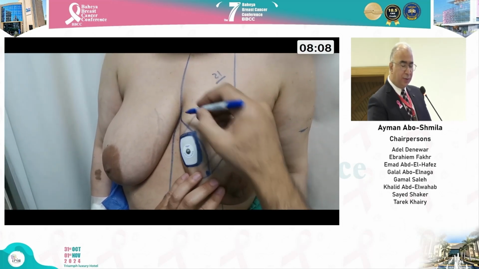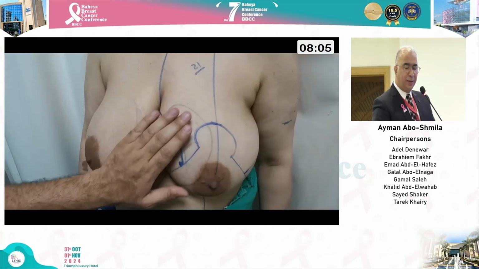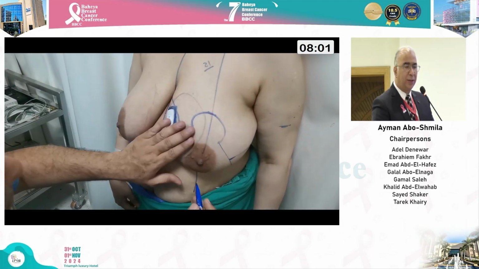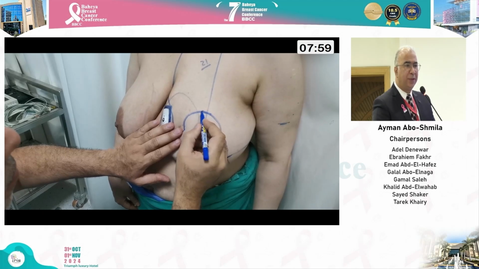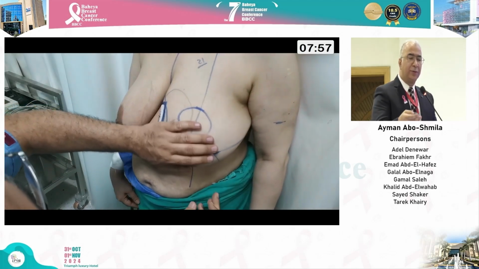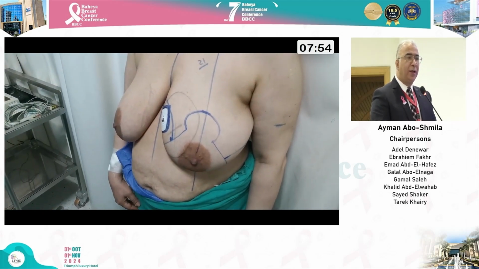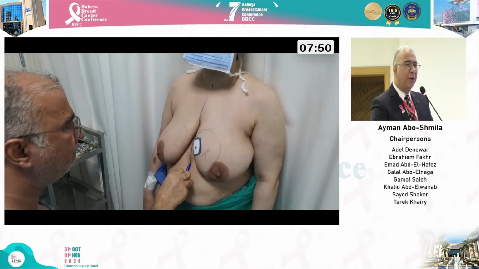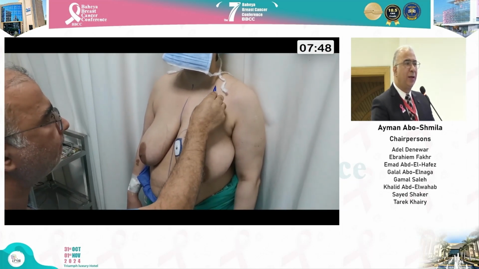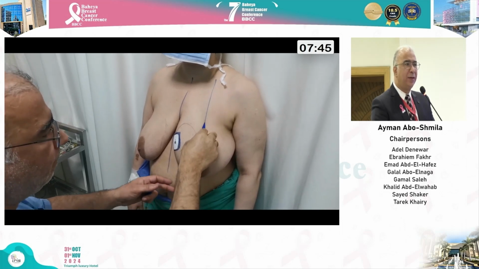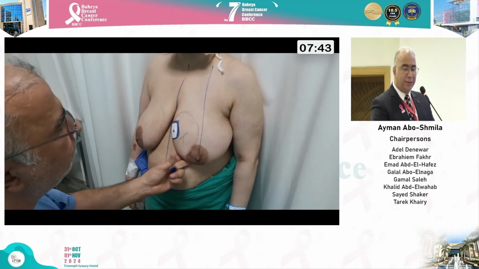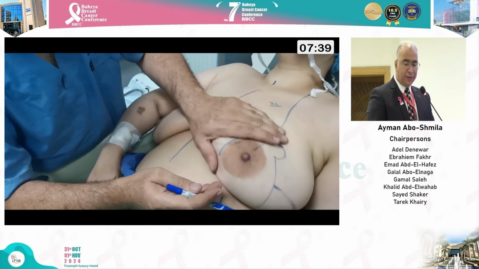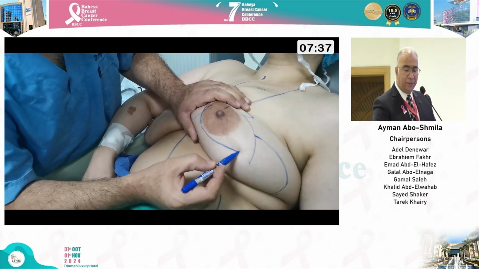In this patient, the tumor is located in the lower inner quadrant of the breast, so I'm going to decide which pedicle to use. You can use superior, lateral, or inferior, but in this case I use lateral because I was worried about the margins. So I keep my pedicle away from the area so I can get the whole tumor. So I decided to do a lateral pedicle for this patient.